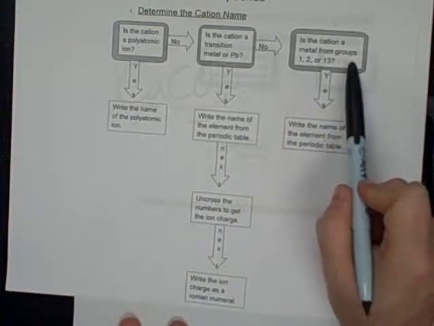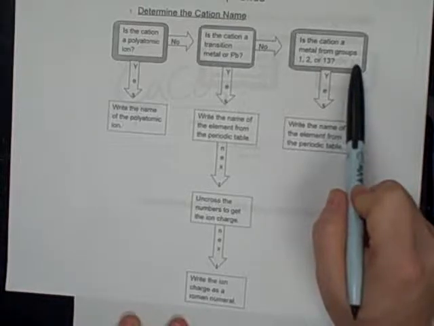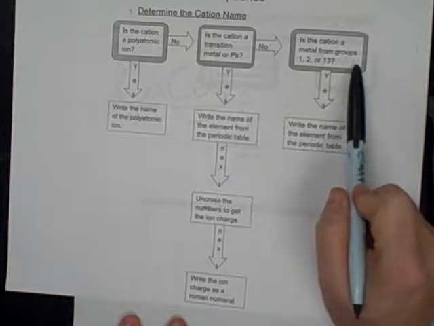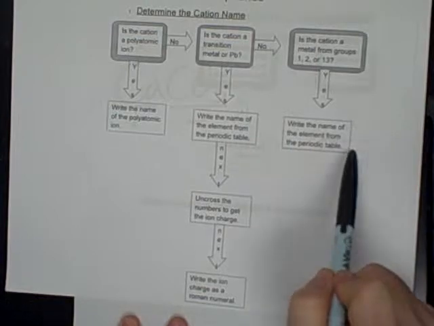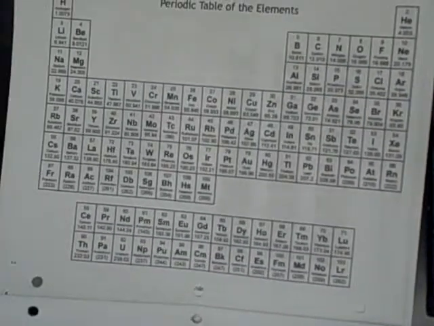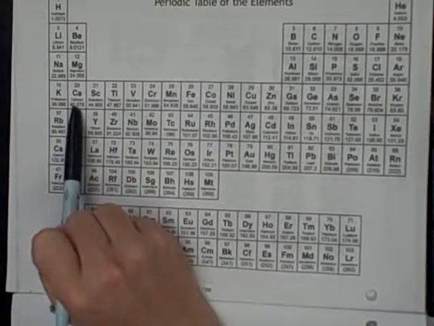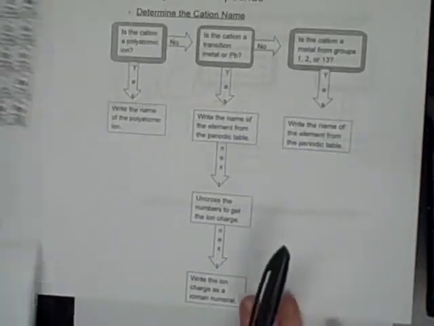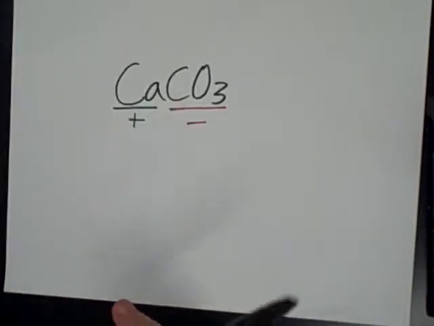So we move to the right, and the last box says, is the cation a metal from groups 1, 2, or 13? And yes, it is. It is in group 2. So we follow the yes arrow down to our instructions, which say to write the name of the element from the periodic table. So we go back to the periodic table, and the element's name is calcium. It doesn't say to add anything to it or change anything about it. We're just writing the name calcium.